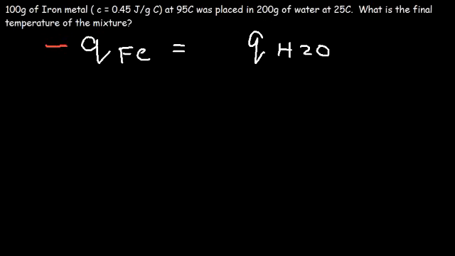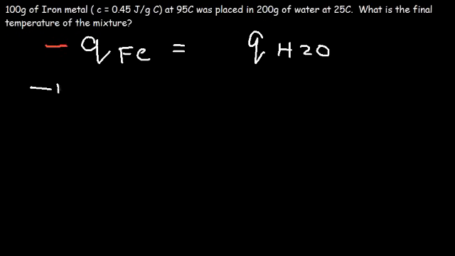Now notice that the specific heat capacity of water is much higher than that of iron metal. It's 4.184 compared to 0.45. The substance that has a larger specific heat capacity can absorb a lot more energy without changing its temperature significantly. So a substance that has a very high specific heat capacity will usually experience a small temperature change. So therefore, the final temperature will be close to 25. It's going to be less than 60. And also, we have twice as much water compared to iron in terms of mass.